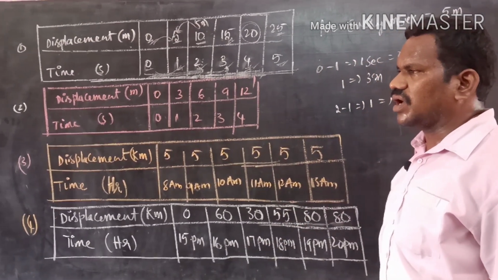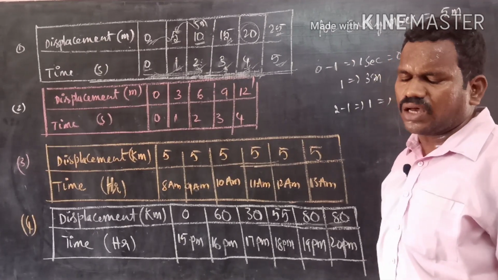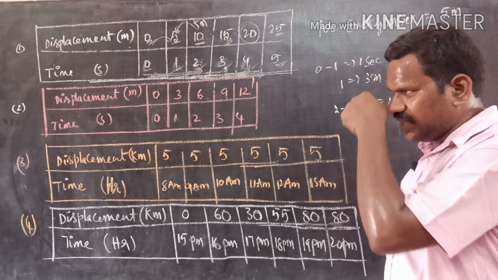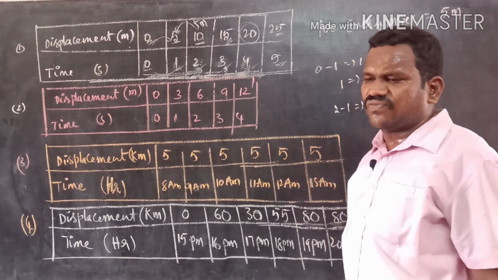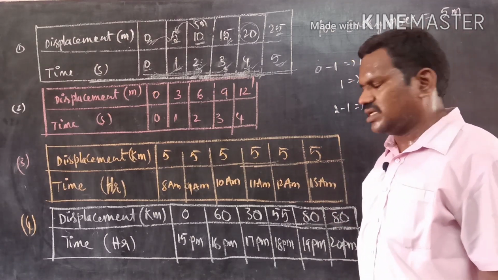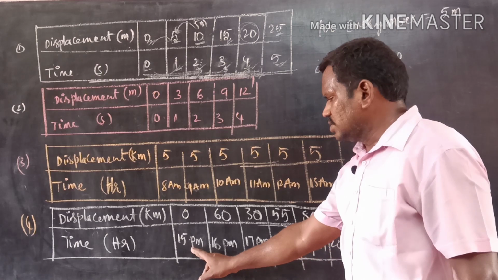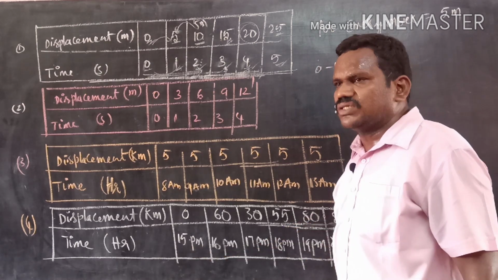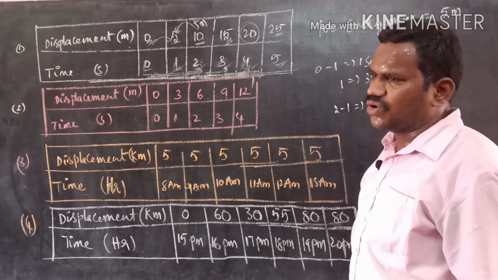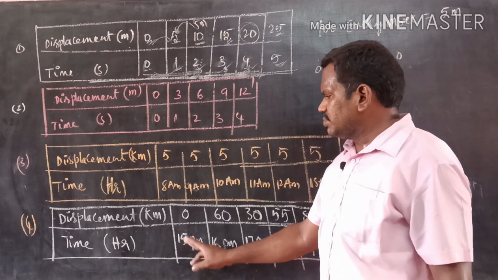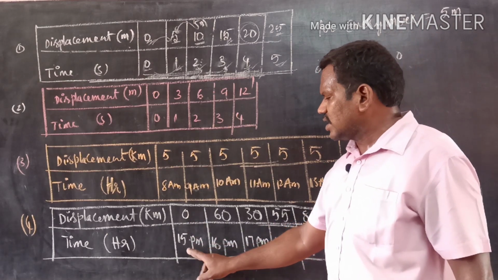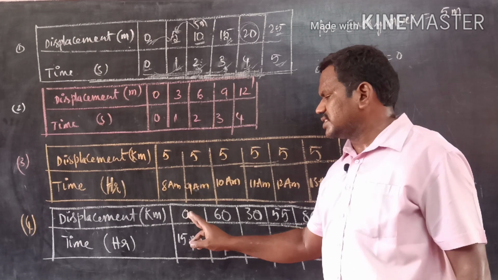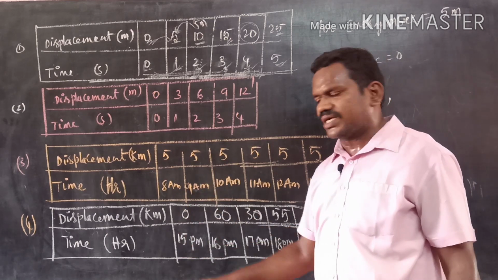You already know that the clock is under 24 hours. Railway timetables follow the 24-hour clock, and international flights also follow a 24-hour timetable. Okay, good. 15 hours means how much? Afternoon, it is 3 o'clock. For example, at 3 o'clock onwards the vehicle displacement is 0, meaning it has not started at all.